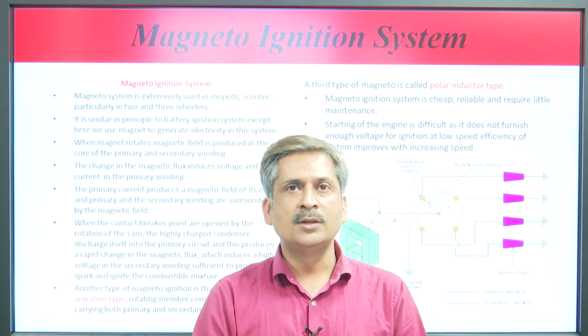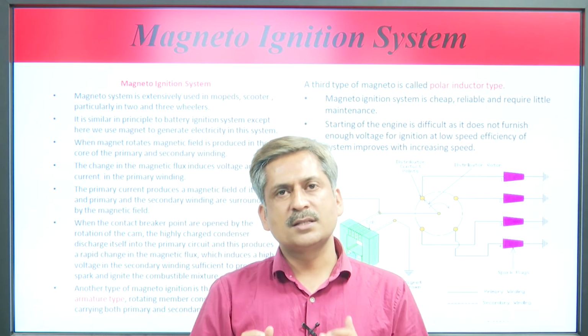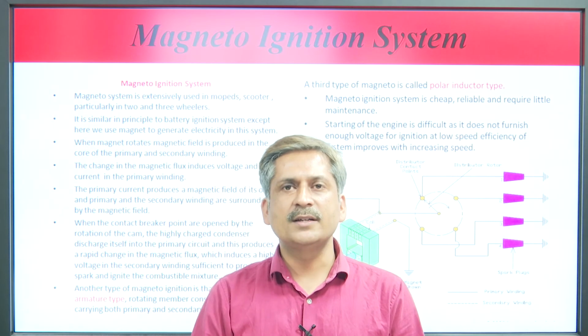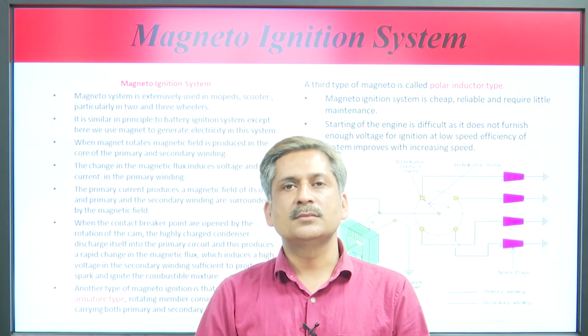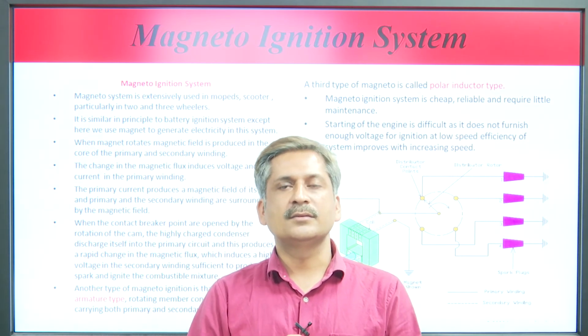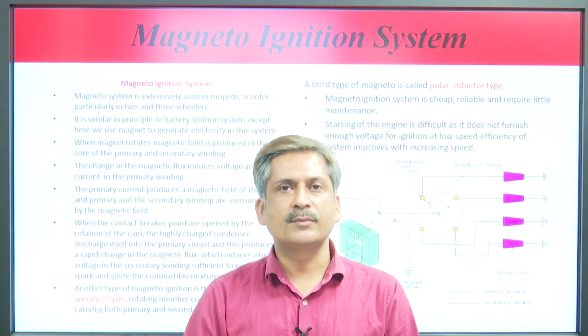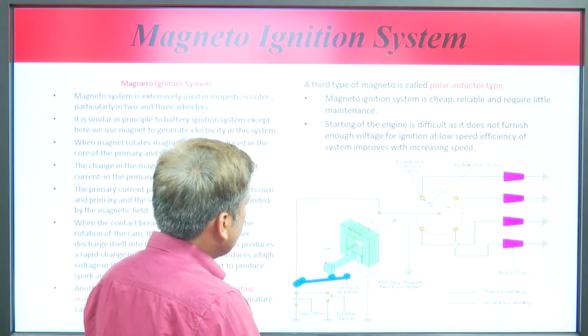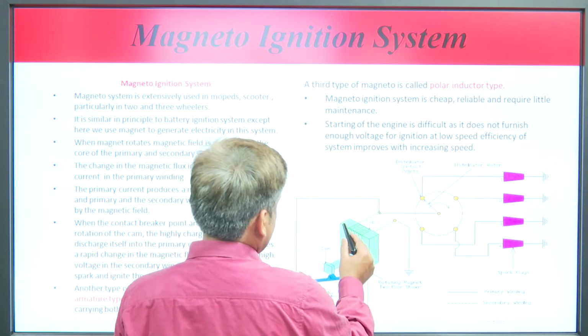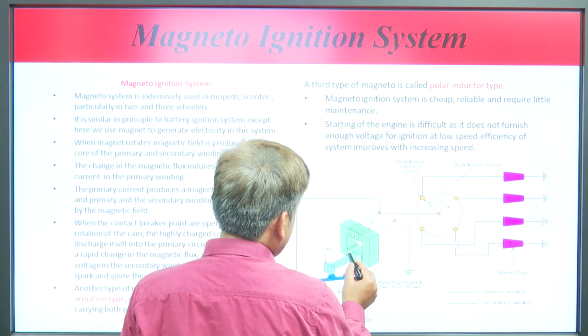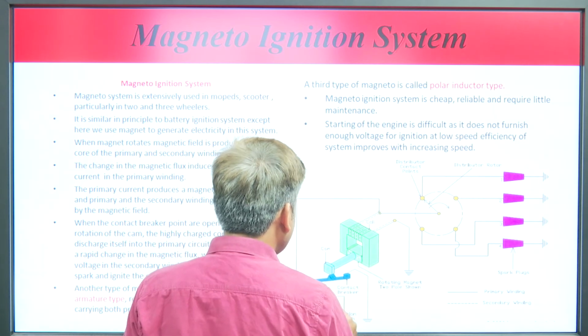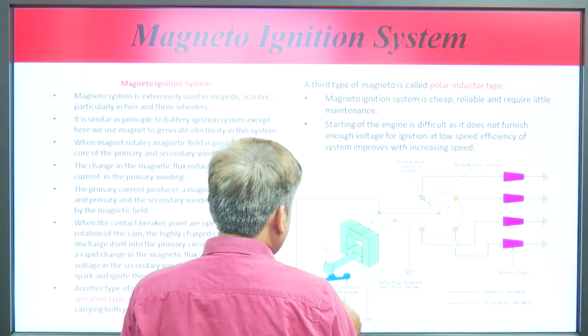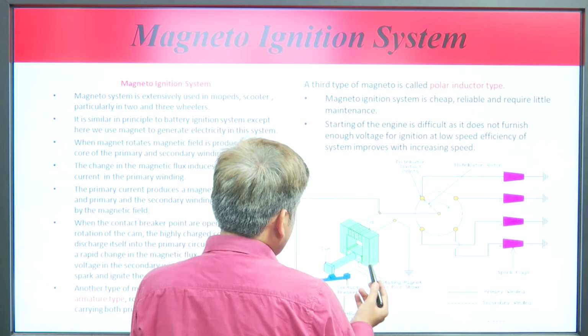How does the magneto ignition system work? It is a similar principle. Here there is no battery. Here the starting is with the help of the movement of the magnet. So, you can see here the same principle. Here this is a core. It is a magnet, with north and south pole. Here is the cam.